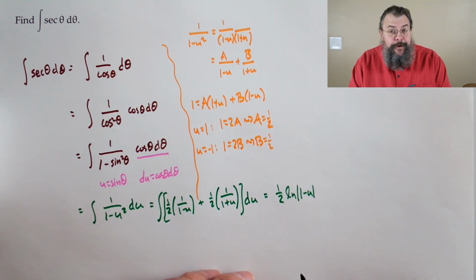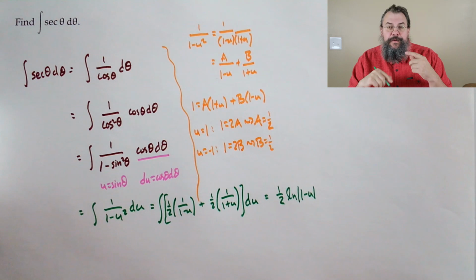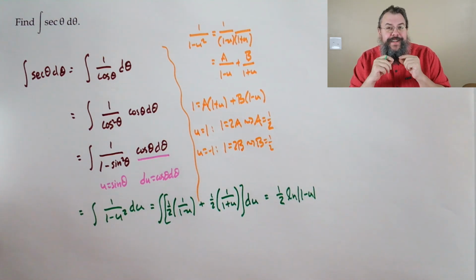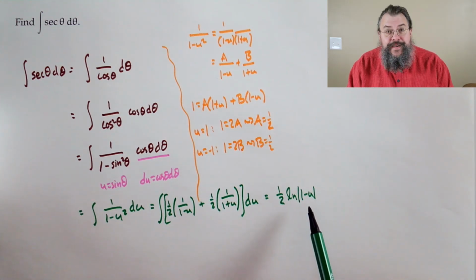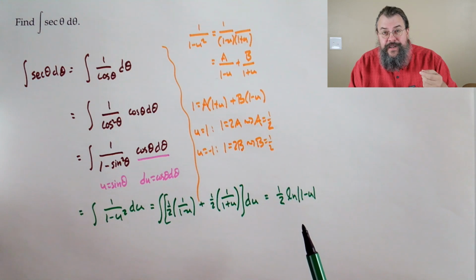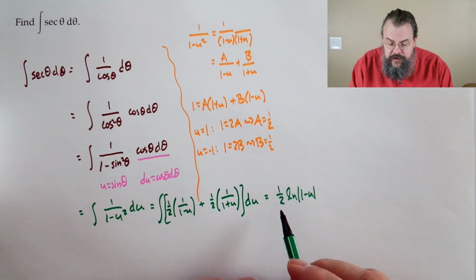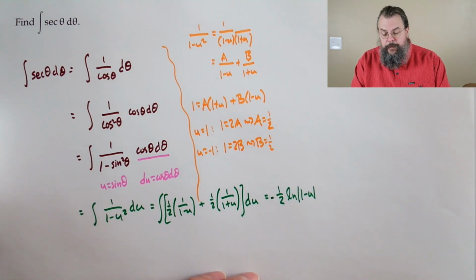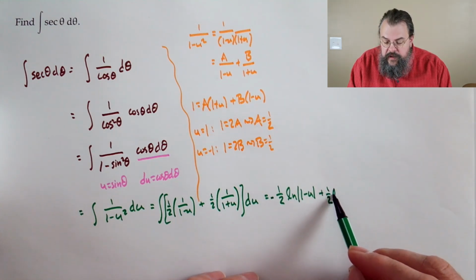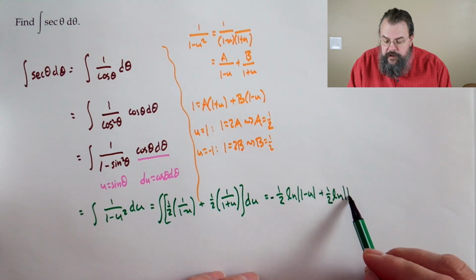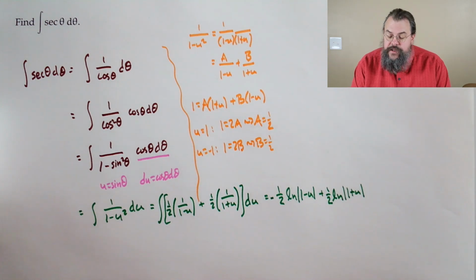Anything else you want to say about this? I will say that when people do this problem, this one step right here is where you might miss something. Because of that minus on the inside, you've got to account for it. The way we account for it is we divide by minus 1. It's our coefficient. So it's actually minus a half log of 1 minus u. The second one, plus a half log of 1 plus u.